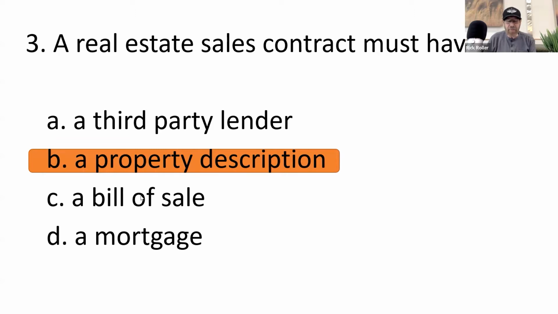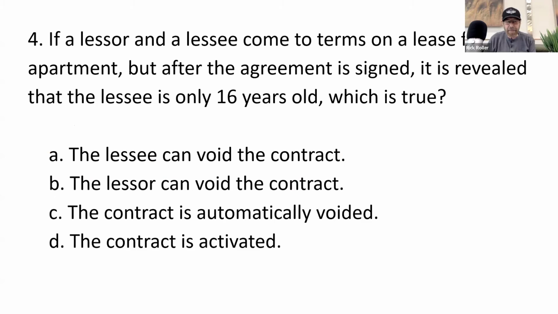Okay, let's look at number 4, please. If a lessor and a lessee come to terms on a lease. Now, the ors and ees are important, okay? We have mortgagor, mortgagee. Mortgagor is the borrower. Mortgagee is the lender, okay? Grantor is the giver of the deed. That would be like a seller. And a grantee would be like the buyer.